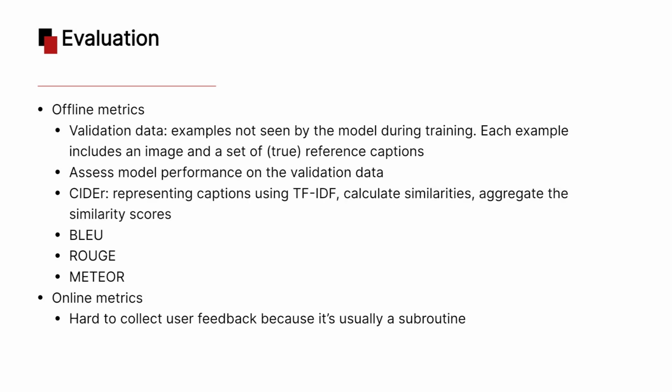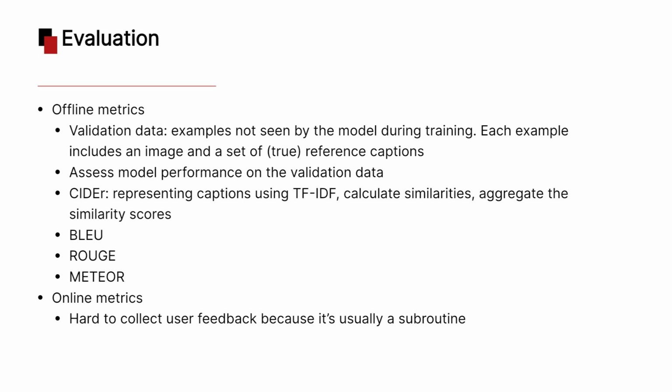Evaluating an image captioning system involves carefully measuring how well the model can generate accurate and human-like descriptions for images it has not seen before. We primarily rely on offline metrics, supplemented by limited online feedback. Offline metrics. The evaluation uses a validation dataset consisting of images paired with multiple high-quality, human-written captions. These examples are unseen during training to provide an unbiased performance estimate.